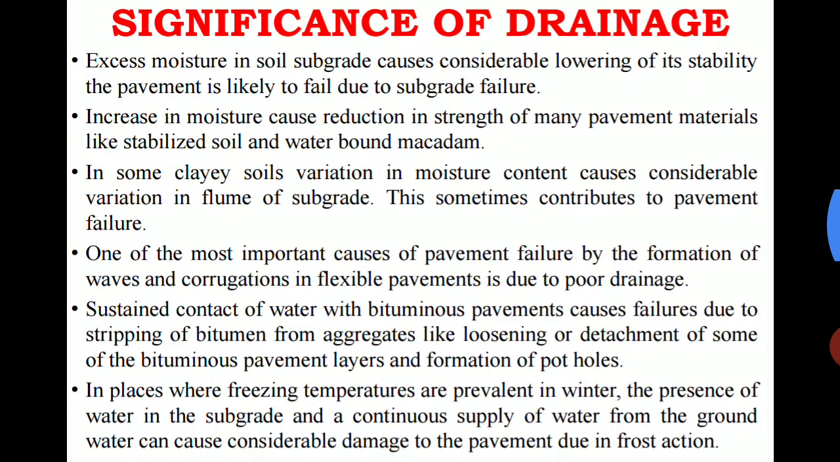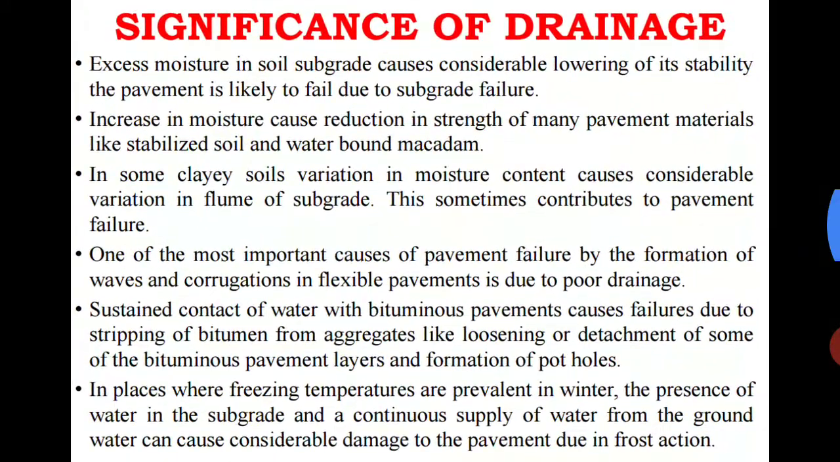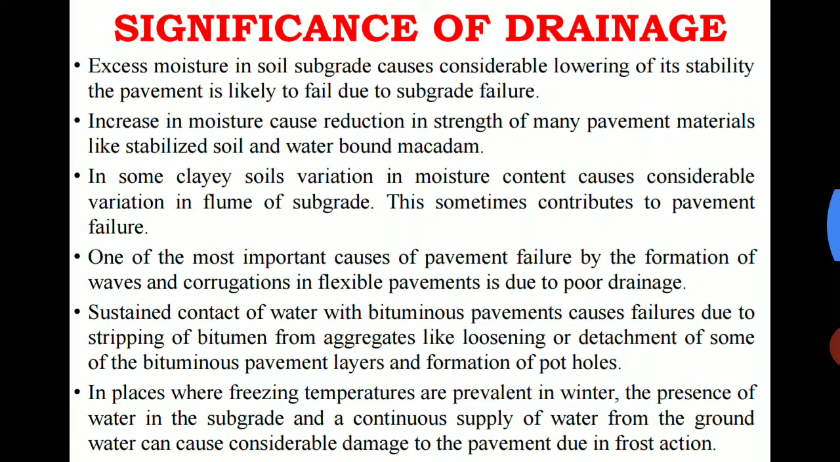And then the significance of drainage system. So here the excess moisture in the soil subgrade causes considerable lowering of its stability, and the pavement is likely to fail due to a subgrade failure.